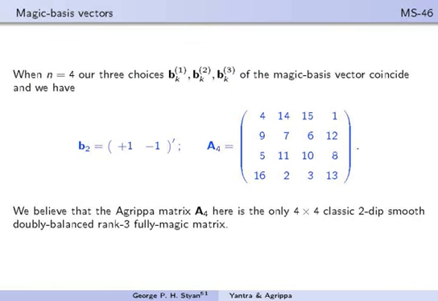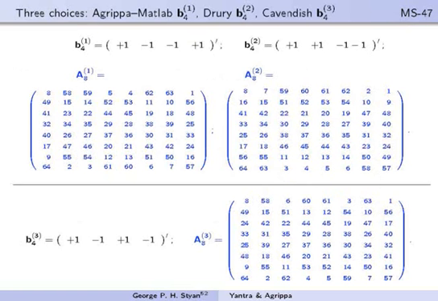With n equal to 4, the 3 choices all give the same matrix, the Agrippa-Cardano matrix that we saw earlier. The vector b2 is just +1, -1. For n equal to 8, the vector b has 4 components. If we use the original Agrippa-MATLAB version, we get plus, minus, minus, plus. With the Drury version, we get plus, plus, minus, minus. And with the Cavendish version, we get plus, minus, plus, minus.